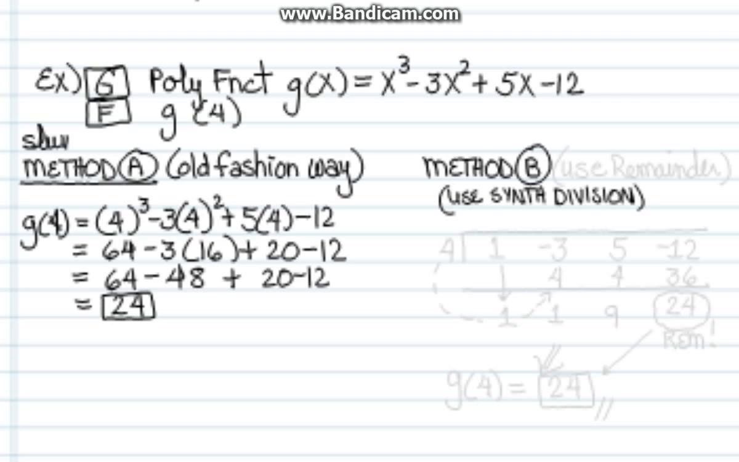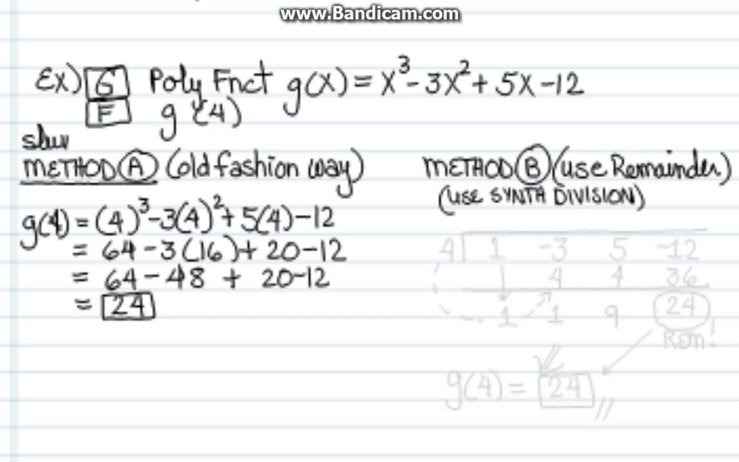Now let's look at our new method, method B, which uses the remainder theorem, and it also uses synthetic division. Whenever you're asked to evaluate a function like g of 4, and they say use synthetic division, they want you to use the remainder theorem. The remainder theorem says that if you synthetically divide the polynomial g of x by c, which means they're asking you to find g of c, so in this case c would be 4, the remainder will be equal to the value of the polynomial function at that 4.